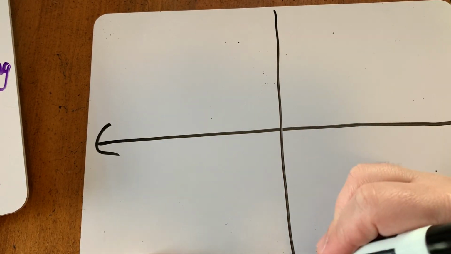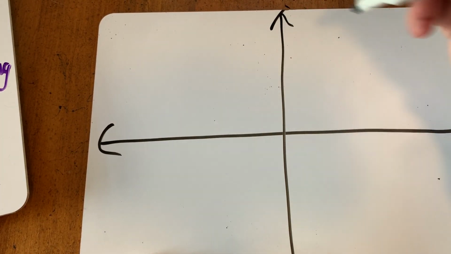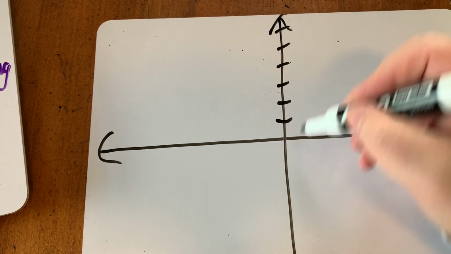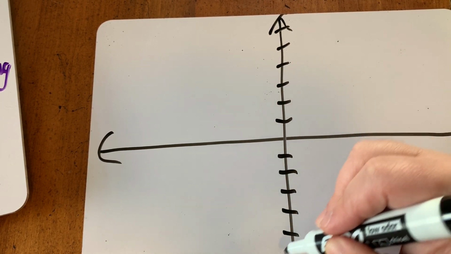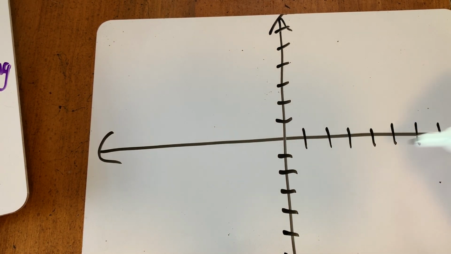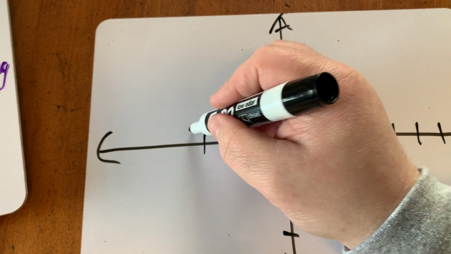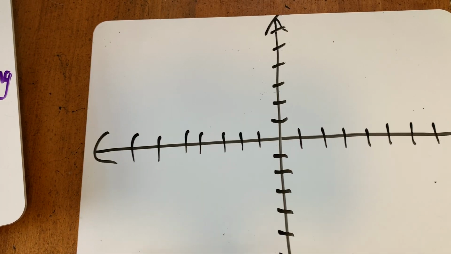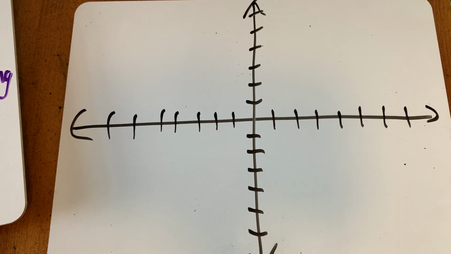So our graph, just a standard grid. 1, 2, 3, 4, 5, 6. 1, 2, 3, 4, 5, 6. 1, 2, 3, 6, 7. 1, 2, 3, 4, 5. All right. So now let's figure out what a good scale would be.